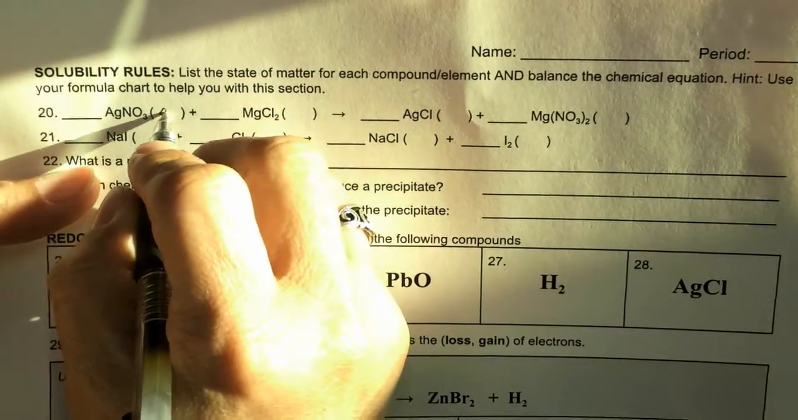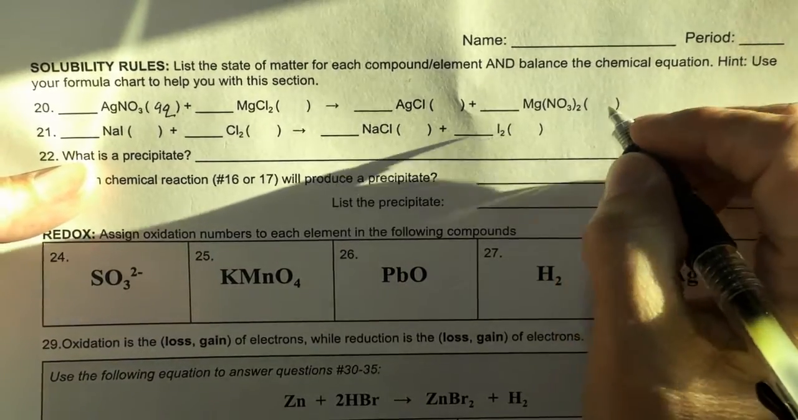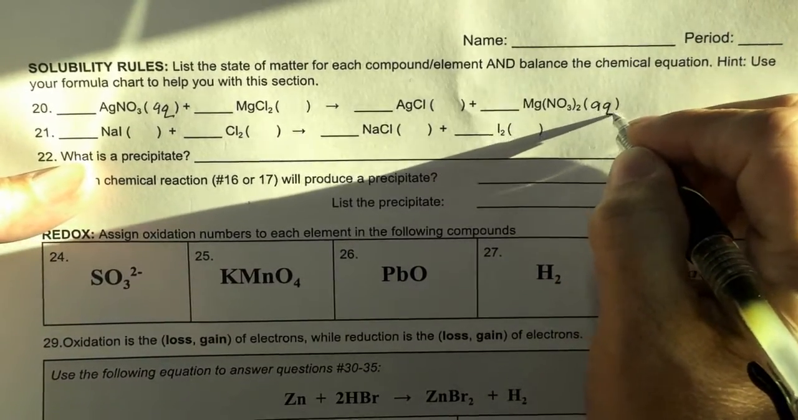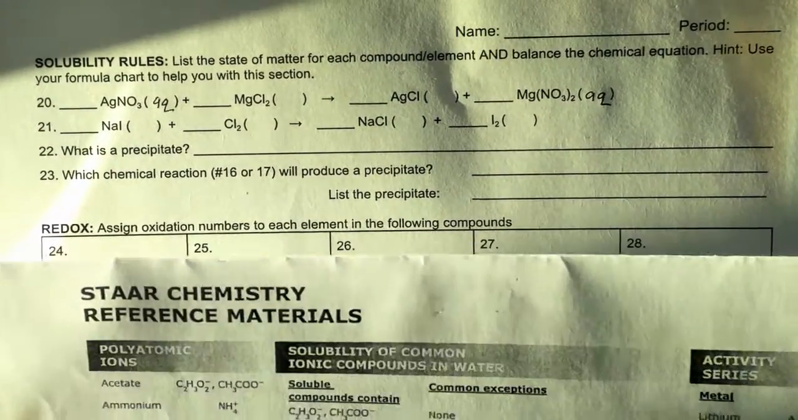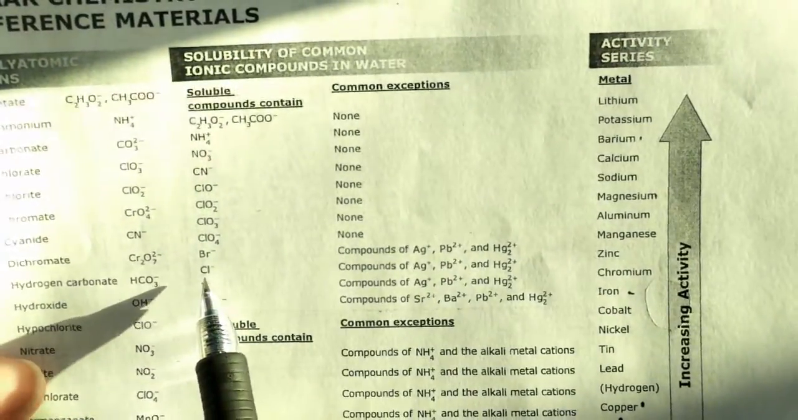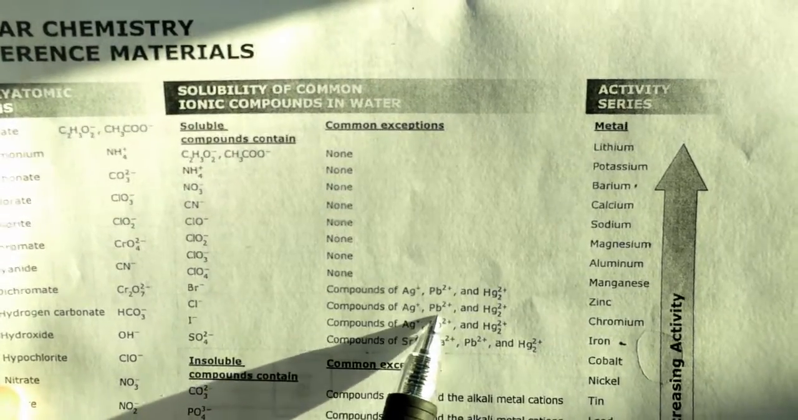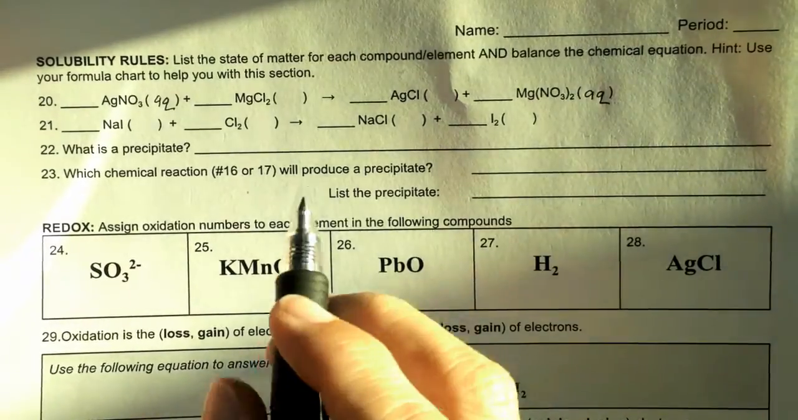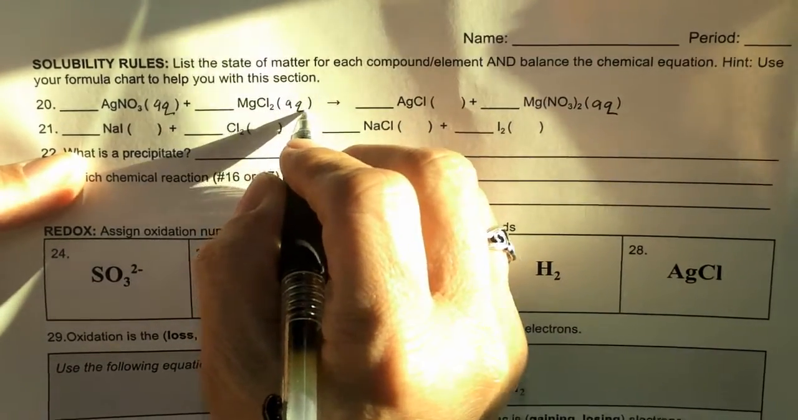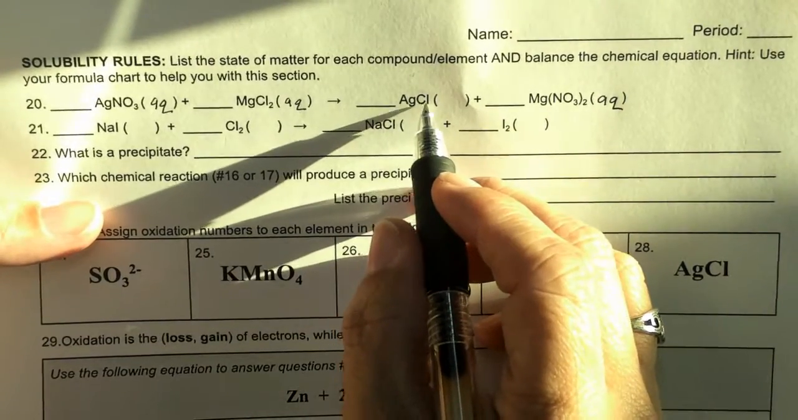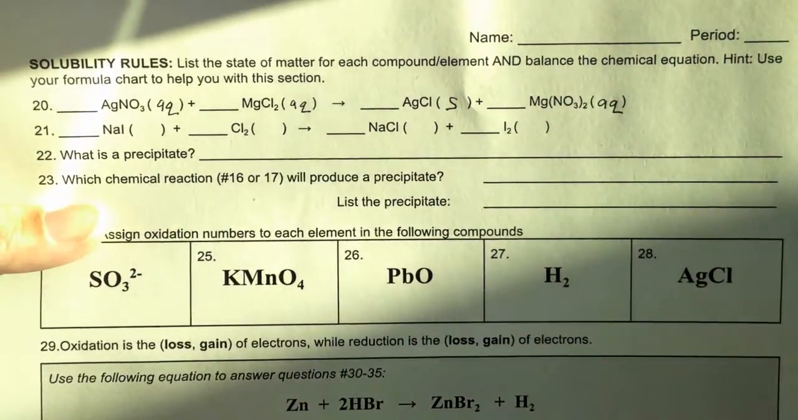So in this equation, this NO3 is going to be aqueous because it has no exceptions, and this NO3 over here will also be aqueous because there are no exceptions. So the other compound is magnesium chloride and silver chloride. Chlorine is soluble unless it is with silver, lead, or mercury. Well, magnesium is not silver, lead, or mercury, so this will be aqueous. But here, chlorine is with silver, and so that will be a solid.